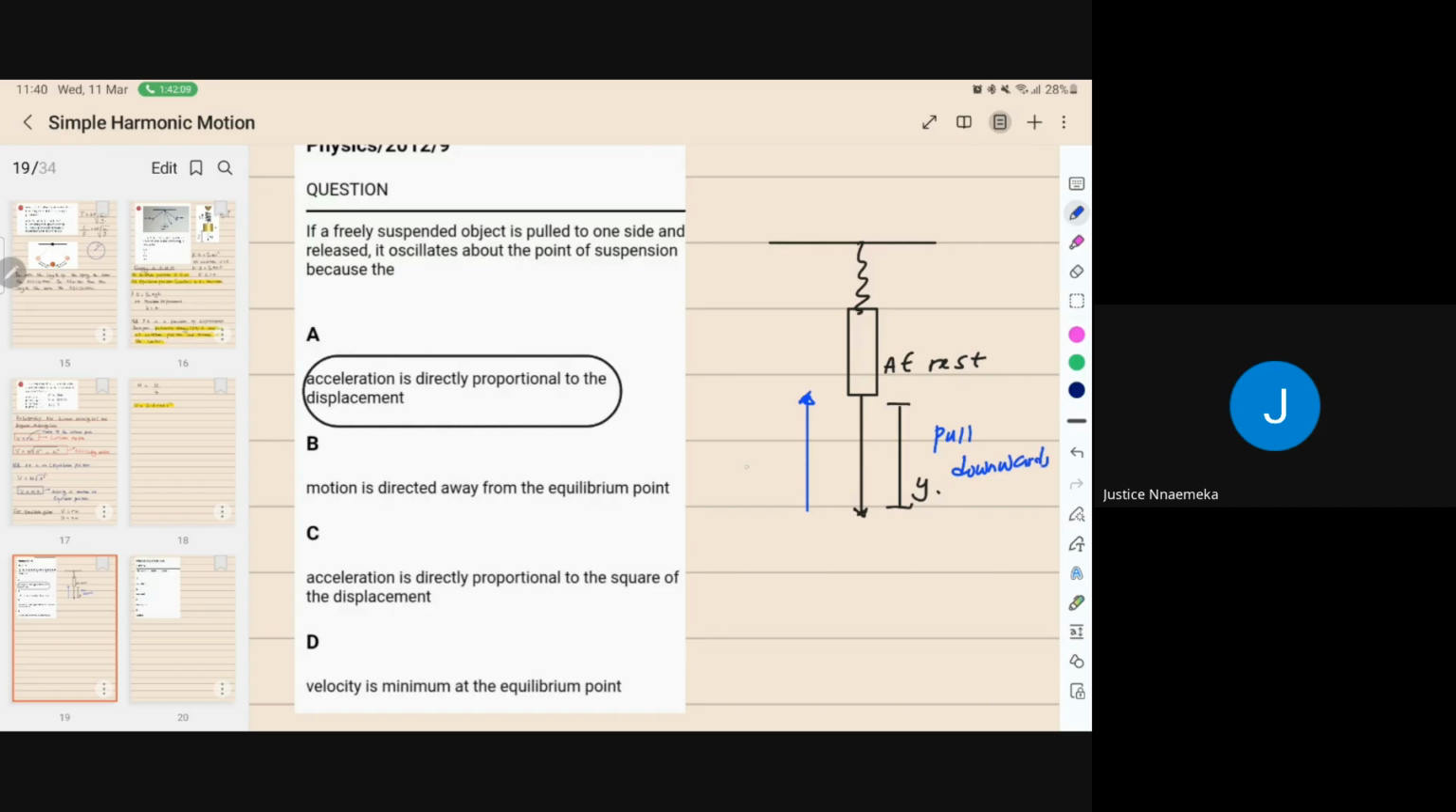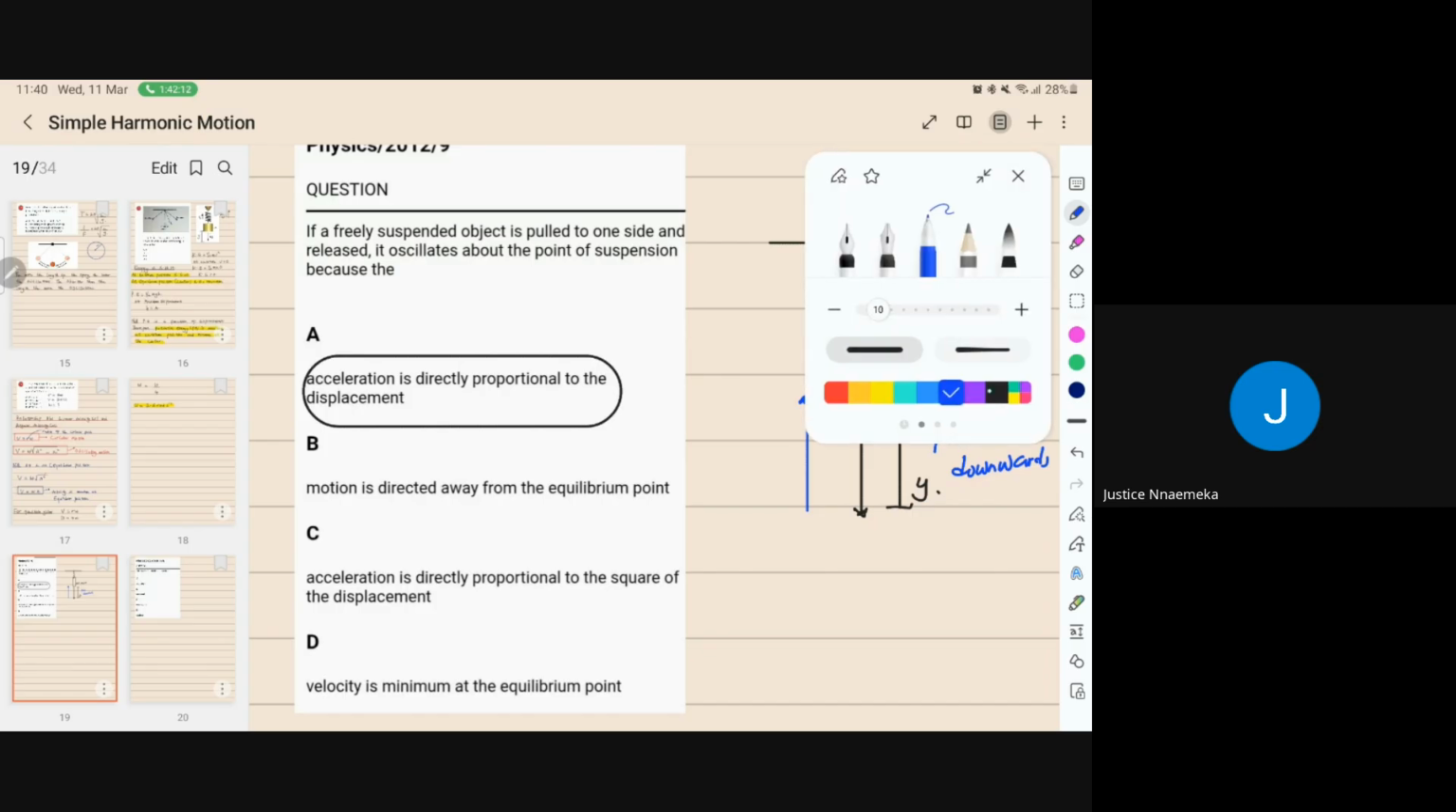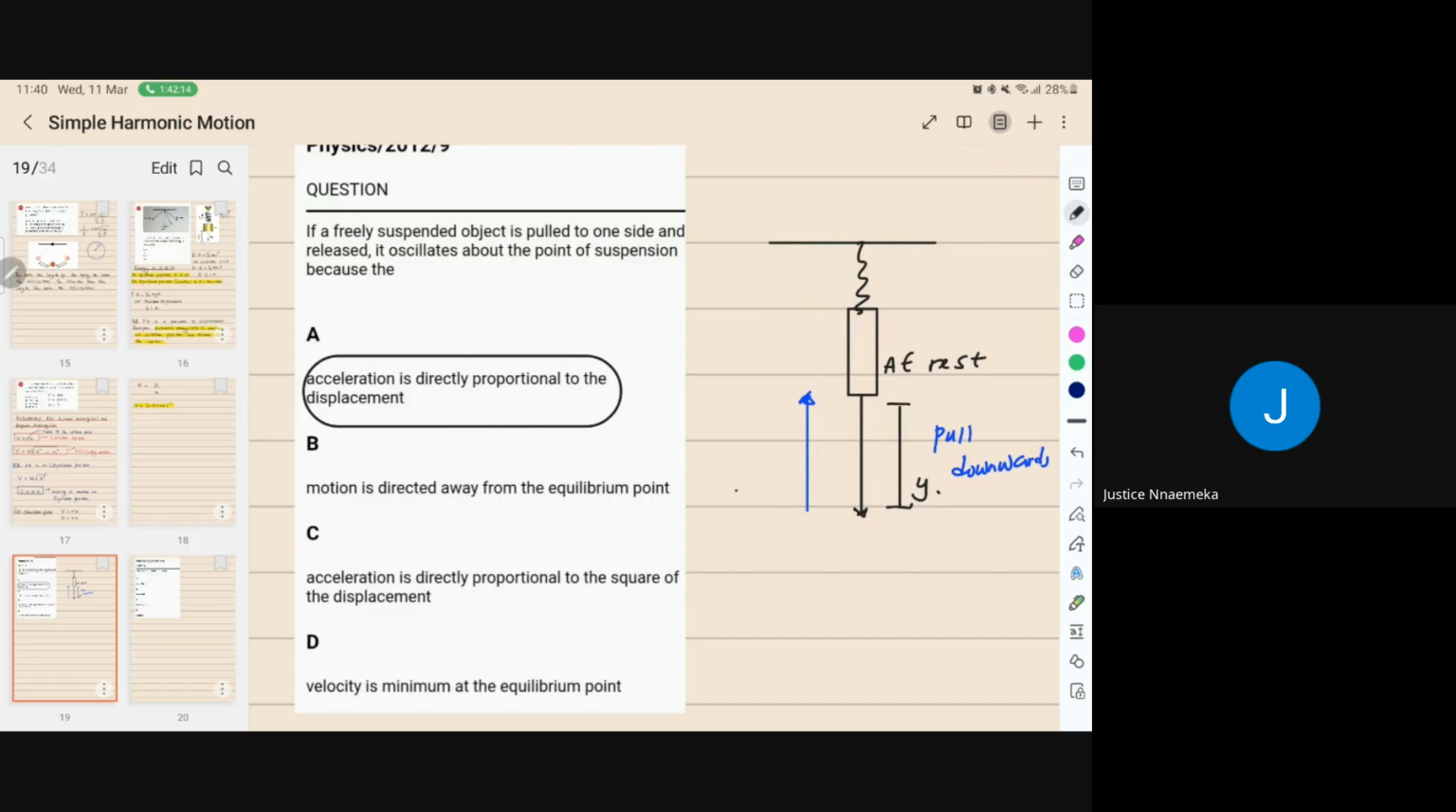what happens here is going to do what? Accelerate. Is that not so? You're going to move what? It moves up.